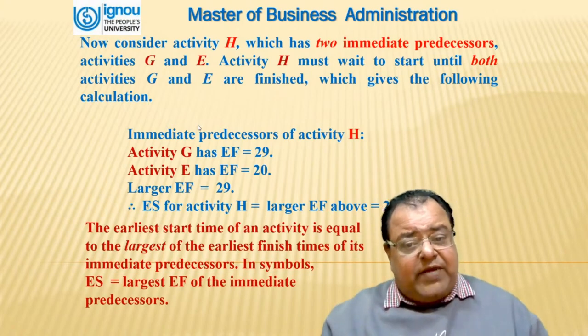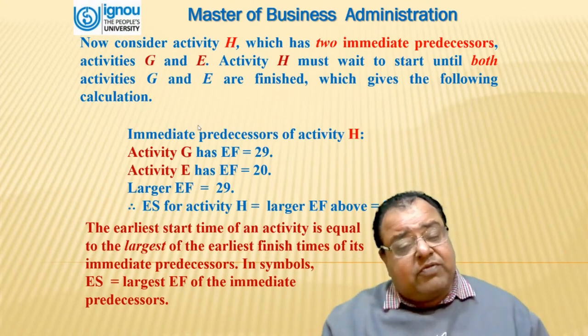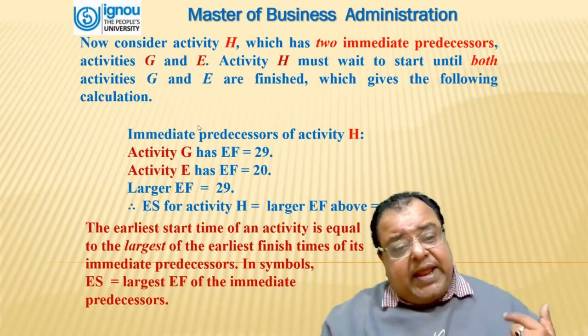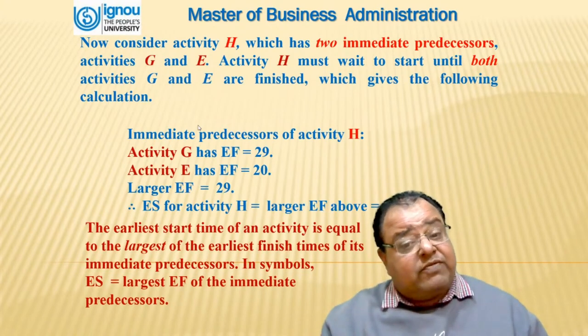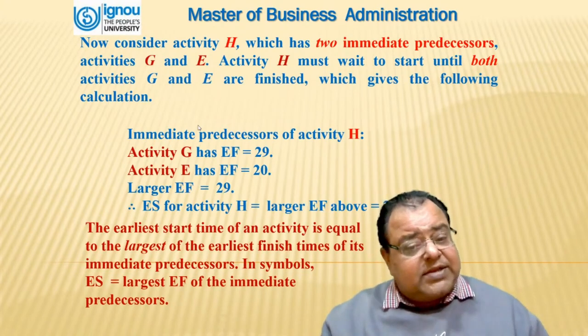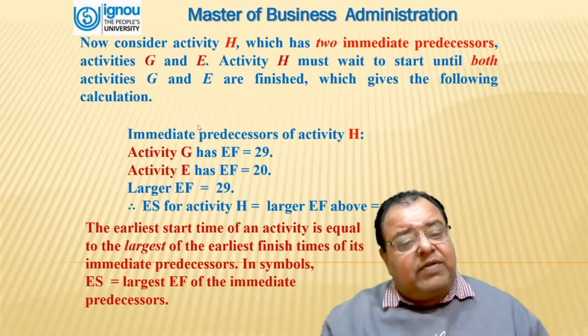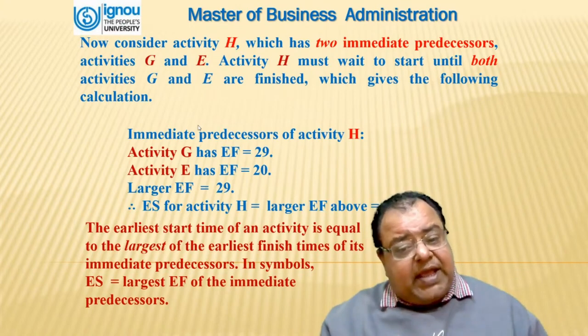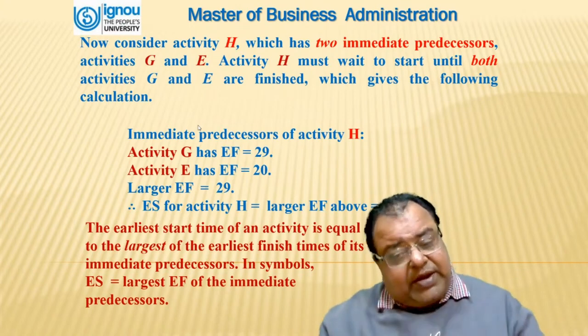Of the immediate predecessors of activity H, activity G has an earliest finish of 29 weeks and activity F has an earliest finish of 20 weeks. The larger is 29. That means we will be using the larger time. The earliest start of activity H will be equal to 29 weeks.